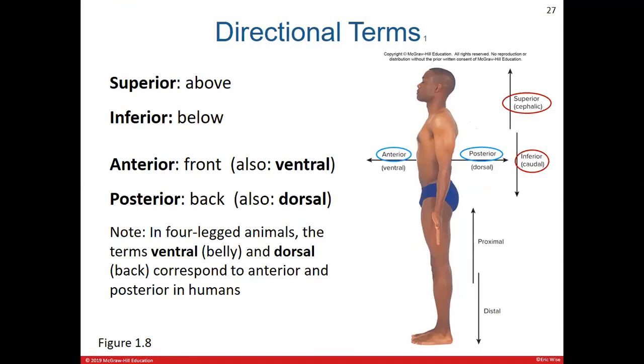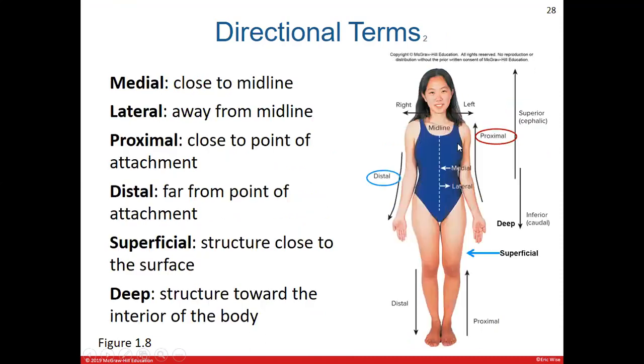Anterior, posterior. Anterior is towards the front of the body, posterior is toward the back. Sometimes you see the words ventral and dorsal, mainly in four-legged animals. You may see ventral. That's the same thing as anterior. Dorsal is the same thing as posterior.